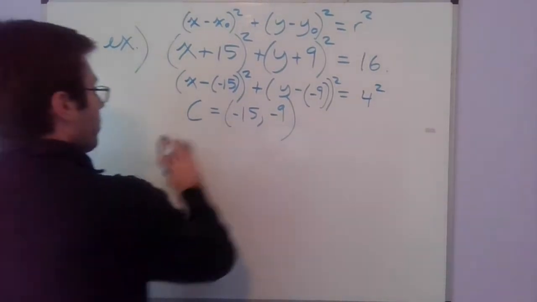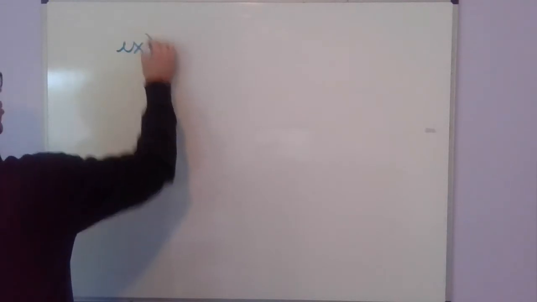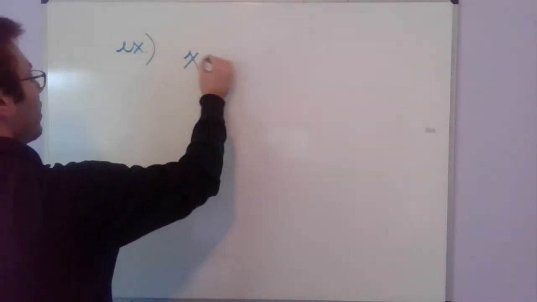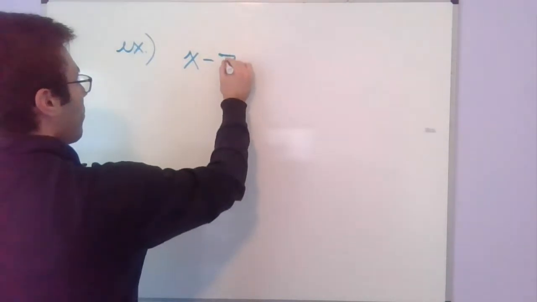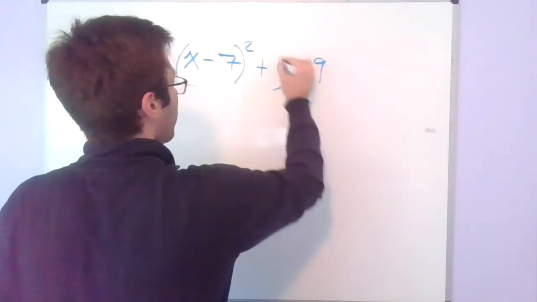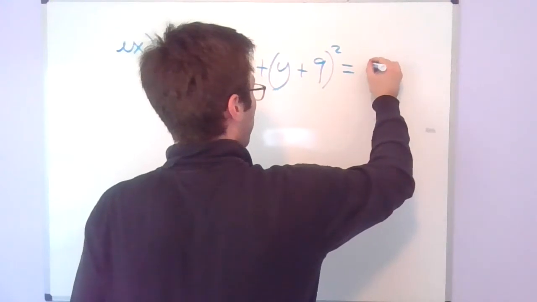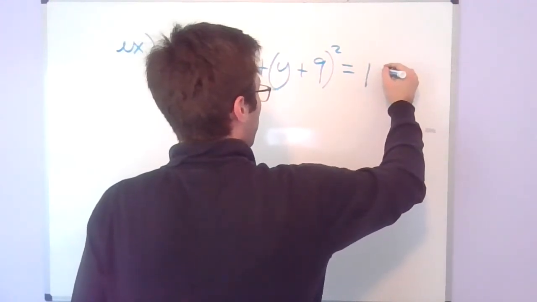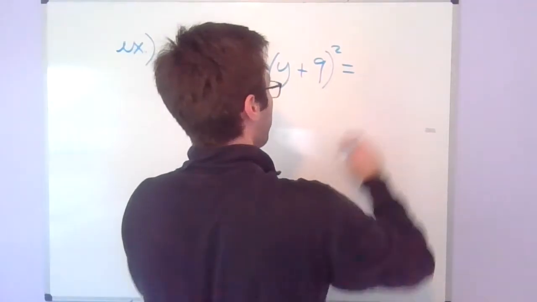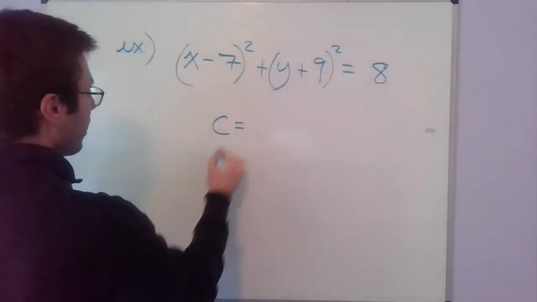All right, let's do one more. Let's just say we were asked to determine the radius of a circle. Let's make it x minus 7. Actually, center and radius of this thing. Let's make it 8. Okay, let's do this. All right, so let's determine the center and the radius.